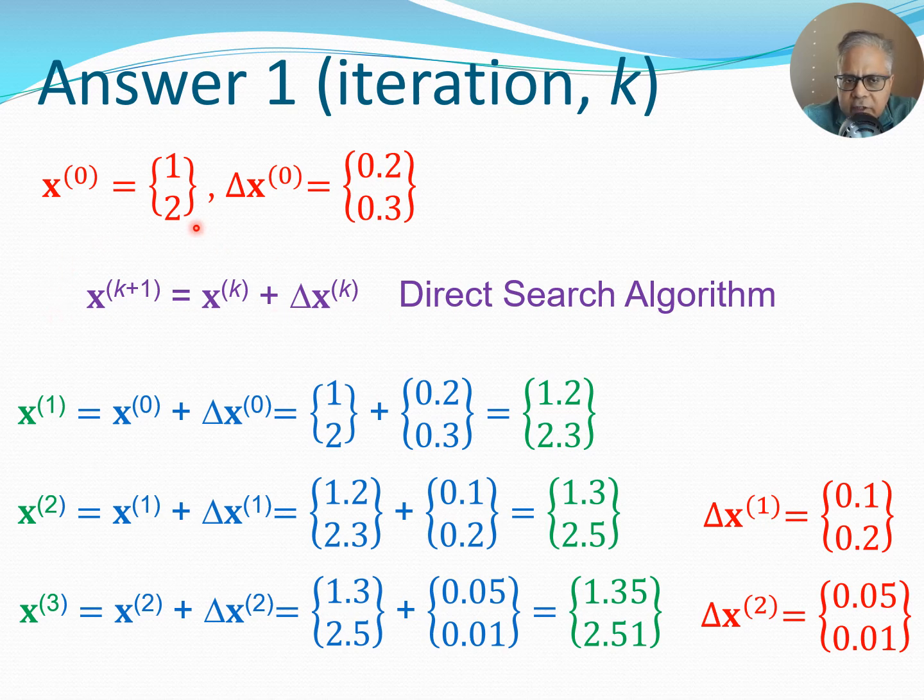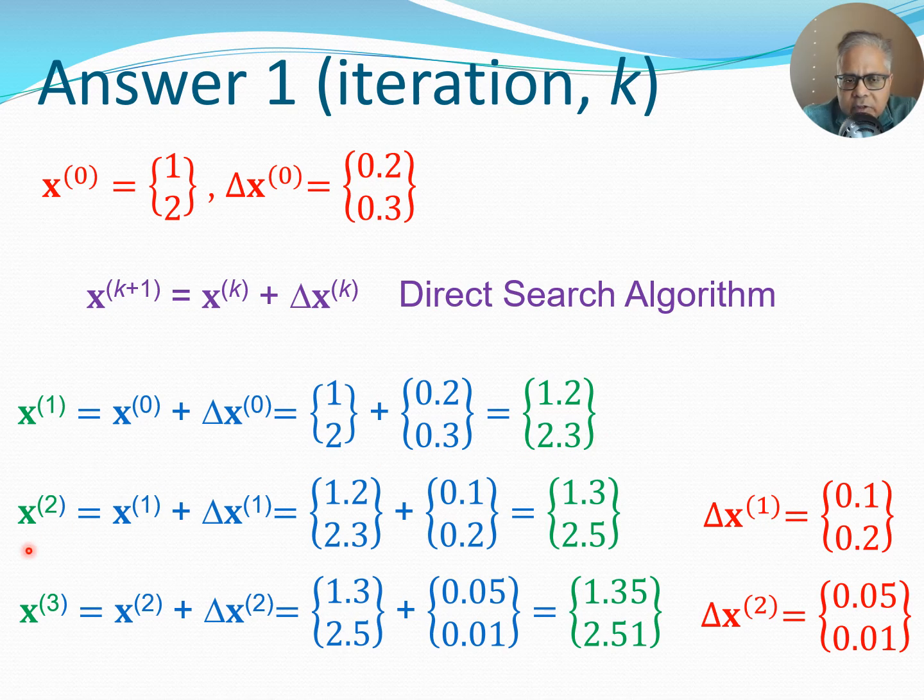So let us start with what has been given to us, which is x0 and delta x0. So again here 0 refers to the starting point of the algorithm. So x1 will be given by x0 plus delta x0. So I substitute k is 0 here, and so I get this particular step. And immediately I take x0, 1, 2, I add the delta x0 component here, 0.2 and 0.3, and I get the next value of the design variable, which is 1.2 and 2.3.